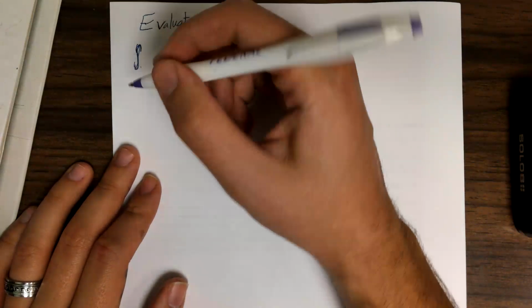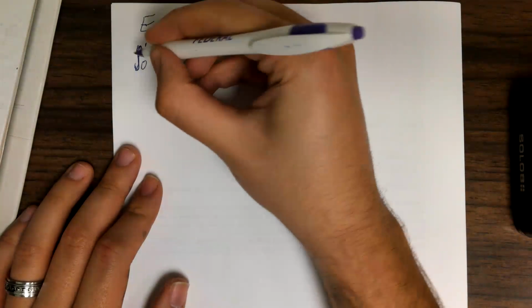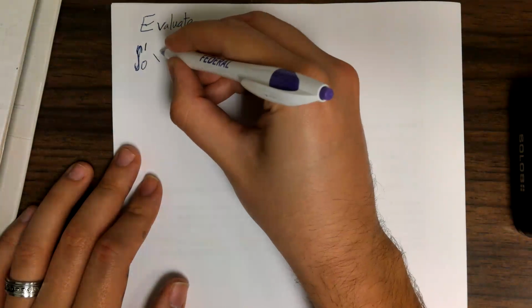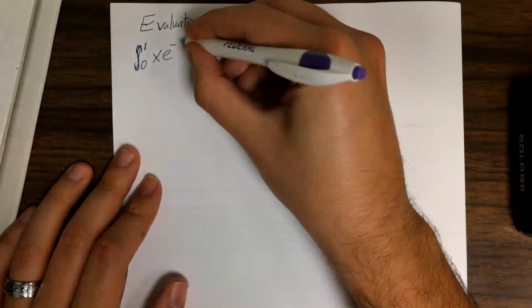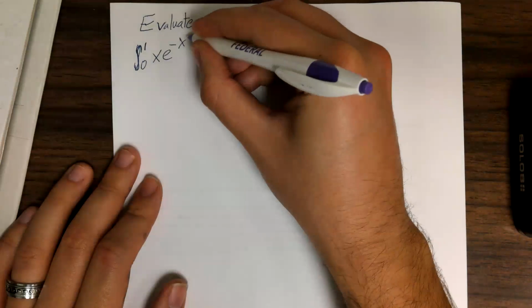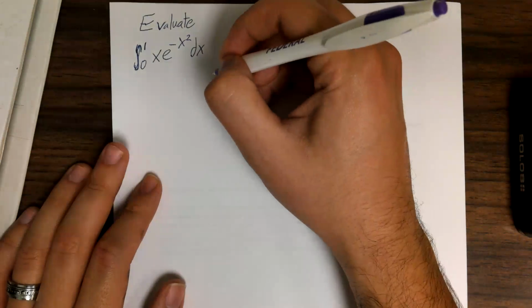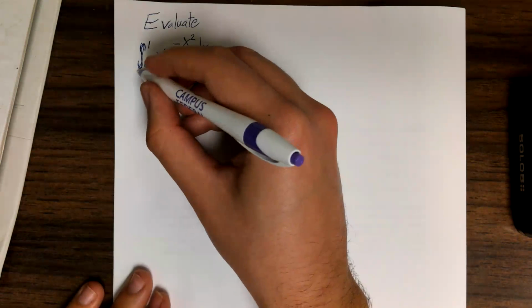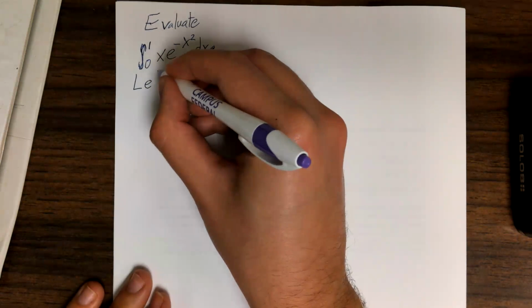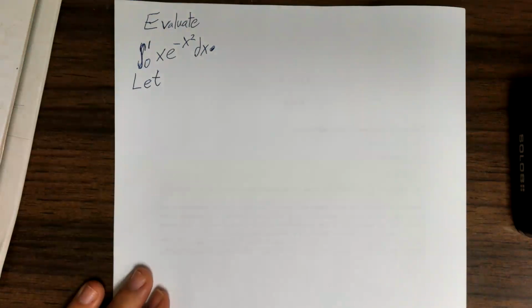Let's see, we did a trig function. We did some polynomials. Let's do something involving an exponential. So now I'll take the integral from 0 to 1 of x times e to the negative x squared dx. Now I think we all know that right off the bat, we're going to have to make a substitution here because this is not in our standard integral table.